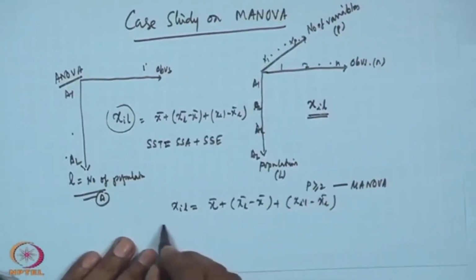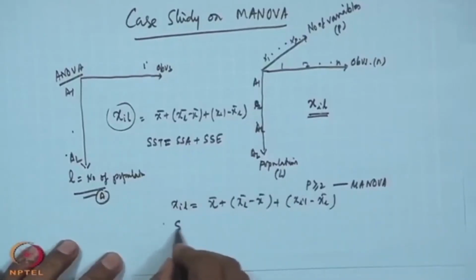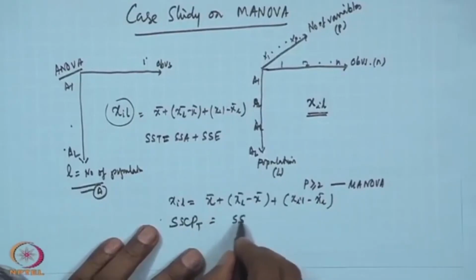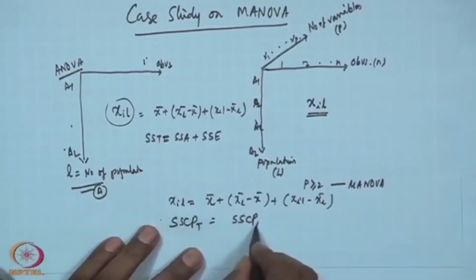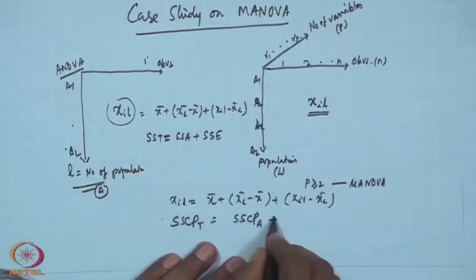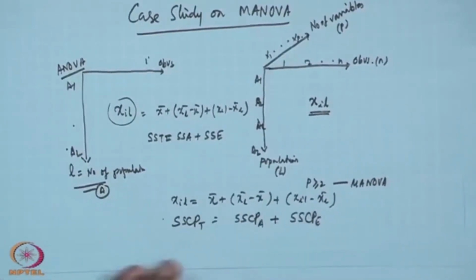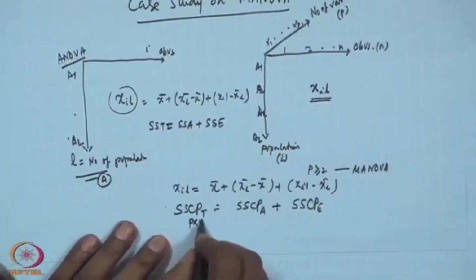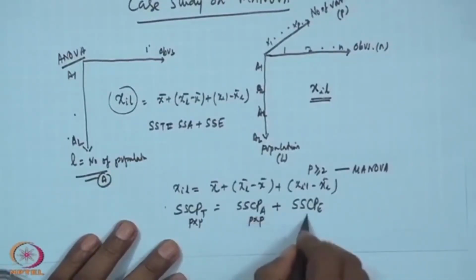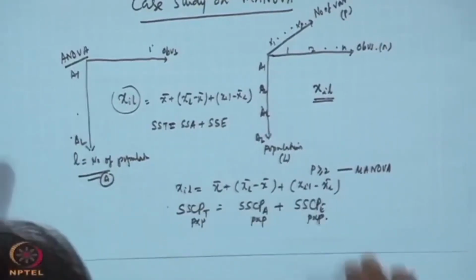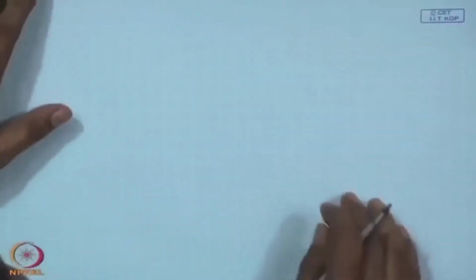Again we have found that the SSCP matrix total equals SSCP of the A factor, or population effect, plus SSCP of E. If there are p variables, these will be p cross p matrices. Also, what we have learned so far in MANOVA is that we test a hypothesis.